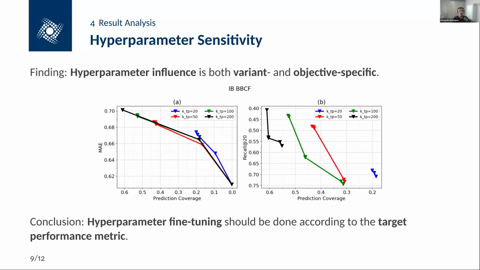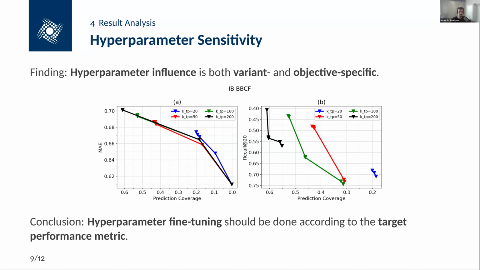We also looked at how fine-tuning hyperparameters affect each variant. We found that this impact is also not uniform. As you can see in the figure, some parameters are critical for one goal, but somewhat irrelevant for the other. The election parameter, KTP, for instance, greatly influences recall, but has a shy effect on mean absolute error.